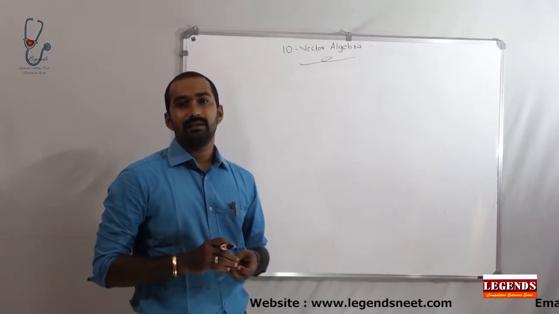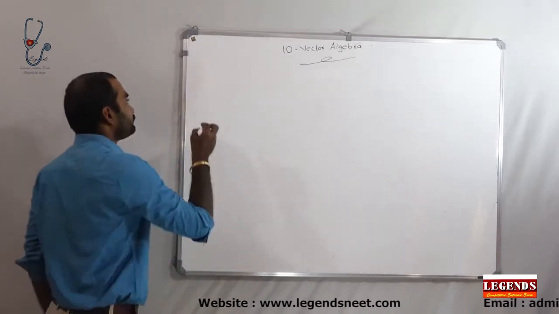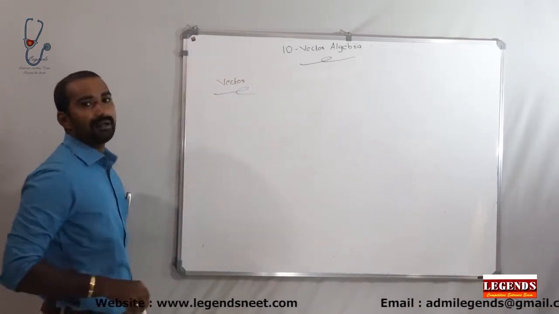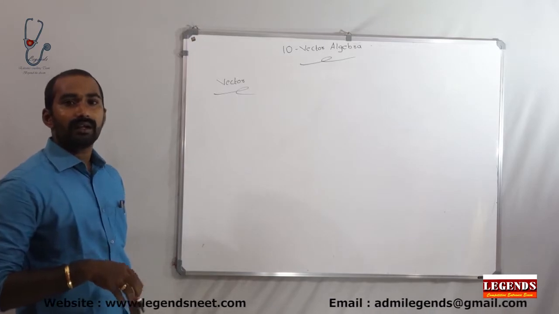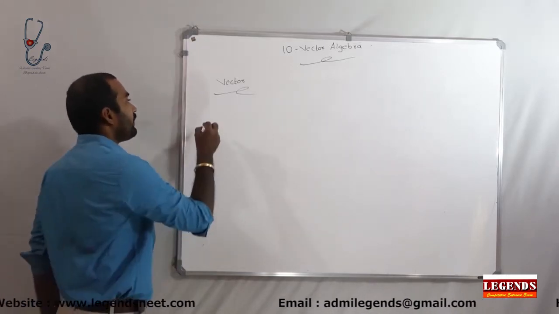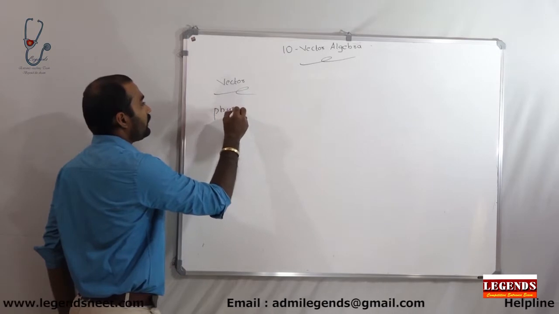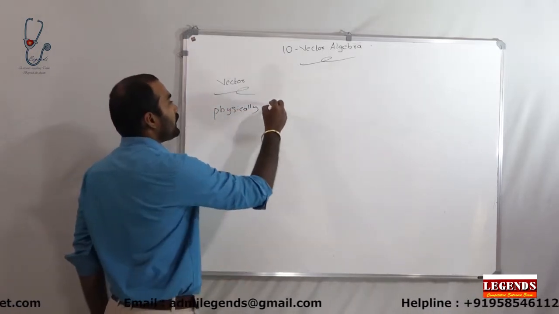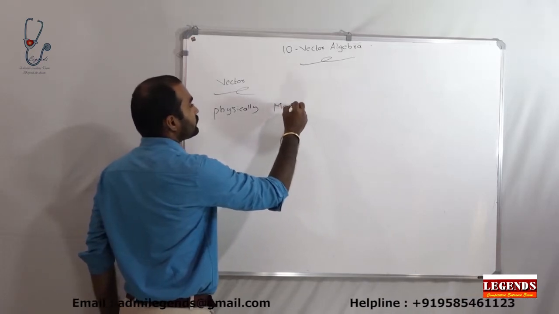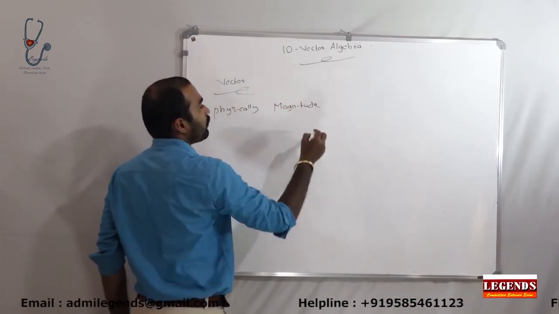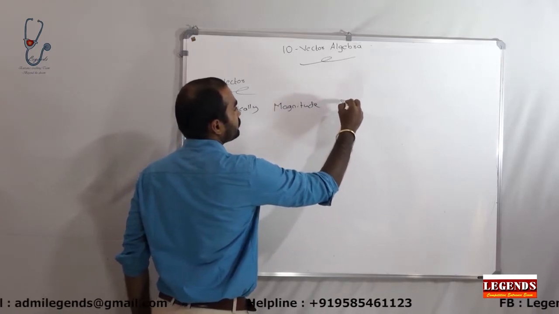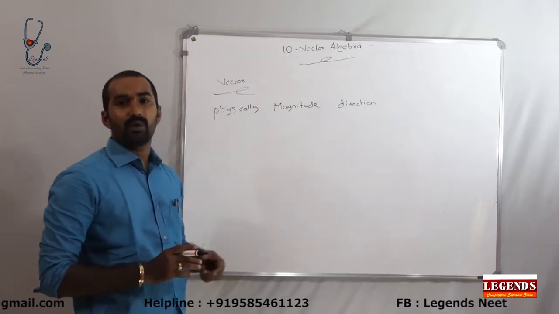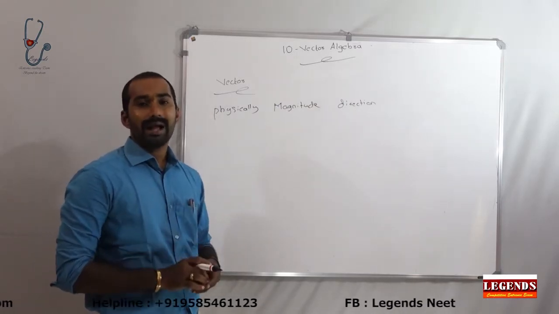First of all, understand what the word vector means. We can simply define a vector as a physical quantity. A vector is a physical quantity which contains both magnitude and direction.